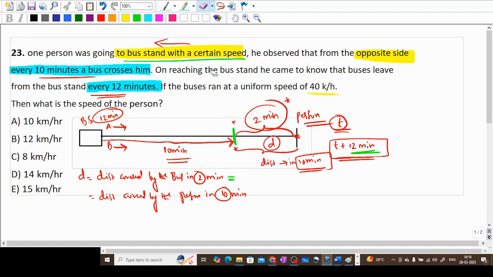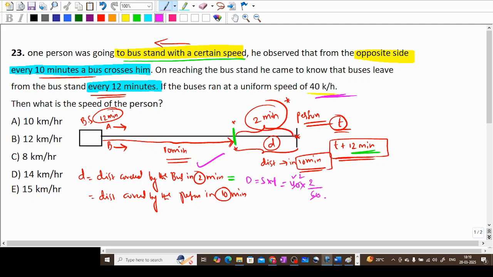I'll write here. My distance is equal to speed into time. Speed of the bus is given as 40 km per hour. So 40 into time. What is the time taken by the bus to cover that distance? 2 minutes. This is in kilometers per hour, so time should be in hours. So I have to divide it by 60. So 40 into 2 by 60, that is 4 by 3. Distance is 4 by 3 kilometers.